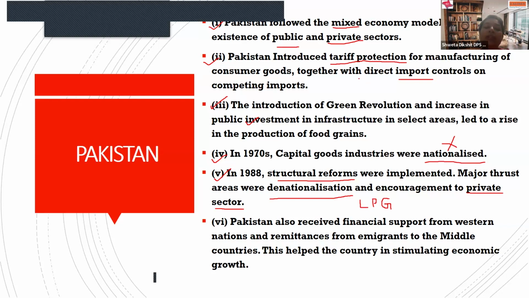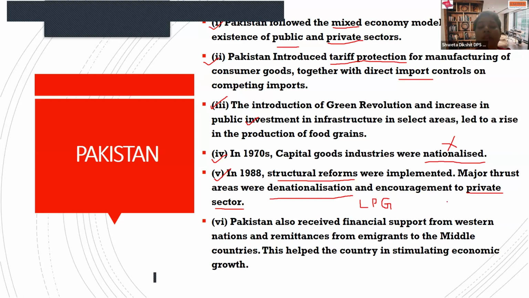Other than these policies, Pakistan's economy had been fortunate enough. In fact, their GDP growth, for 3 decades, had beaten Indian GDP growth. That means theirs was much better than ours. How could it be possible? There was a single reason behind it, and that was Pakistan always received huge financial support from the Western nations.